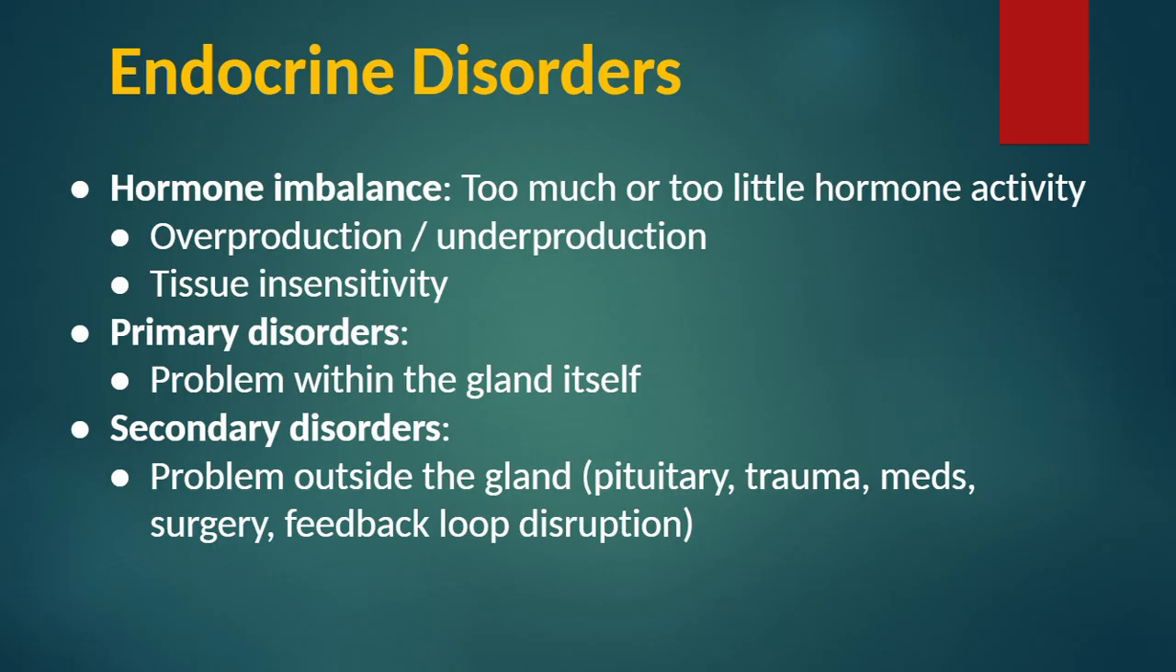Endocrine disorders aren't always about one gland misbehaving. It could be the gland itself, primary, or the communication system controlling it, secondary. As nurses, understanding this distinction helps you anticipate what labs and treatments to expect, such as thyroid-stimulating hormone, TSH levels for thyroid issues, or adrenocorticotropic hormone, ACTH, for adrenal disorders.